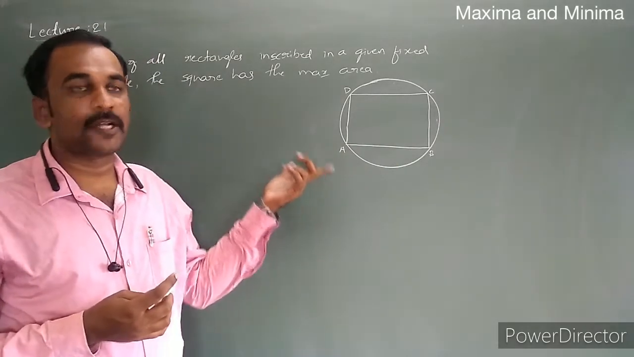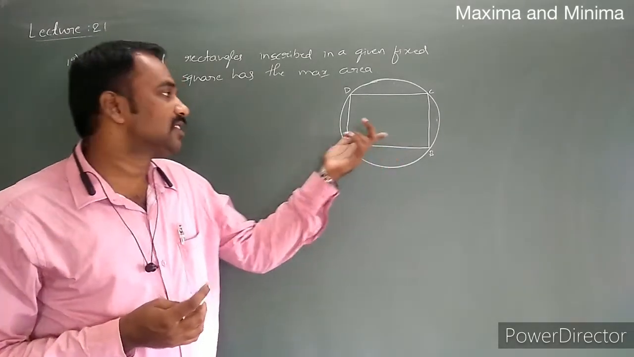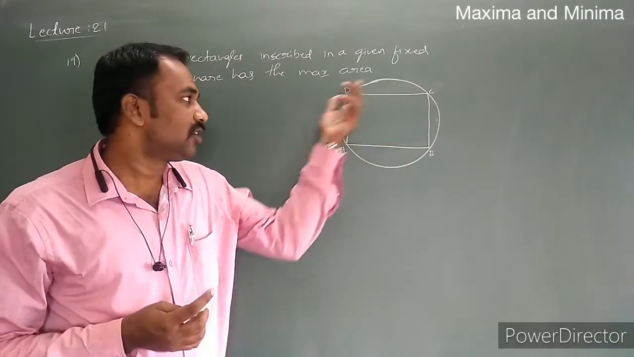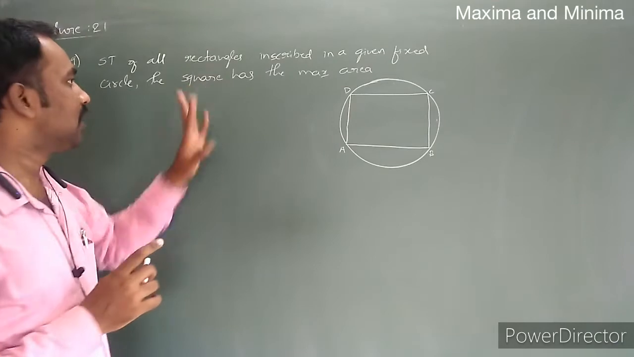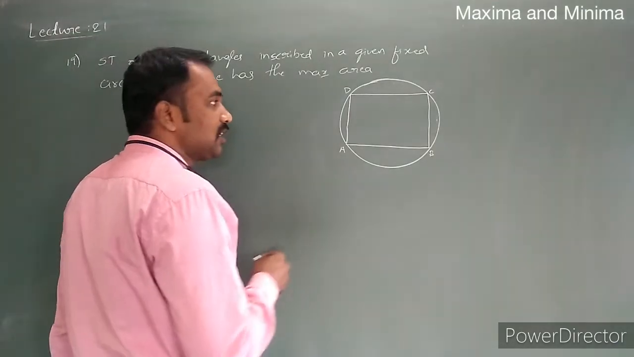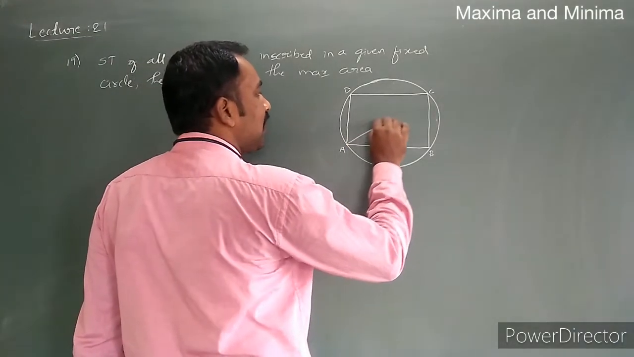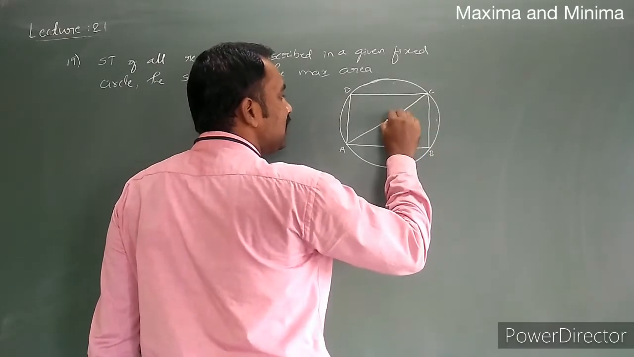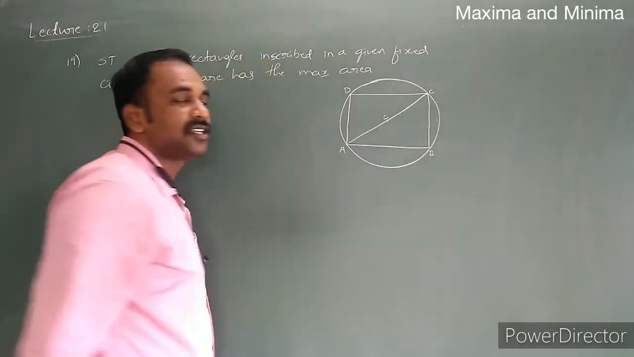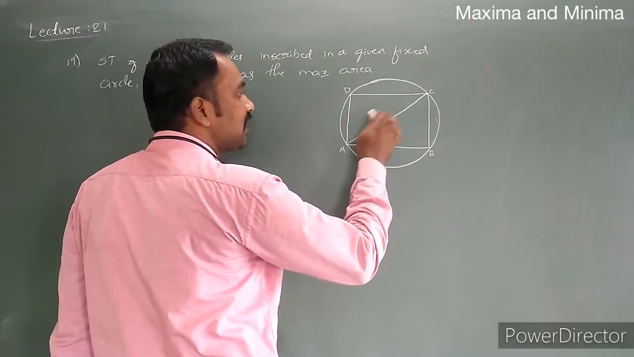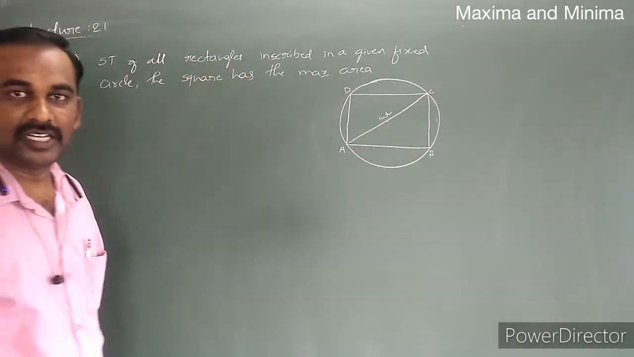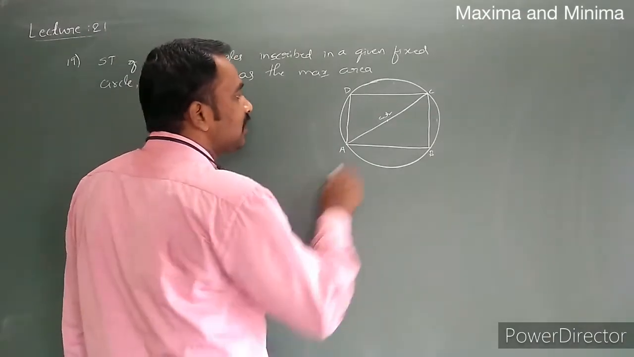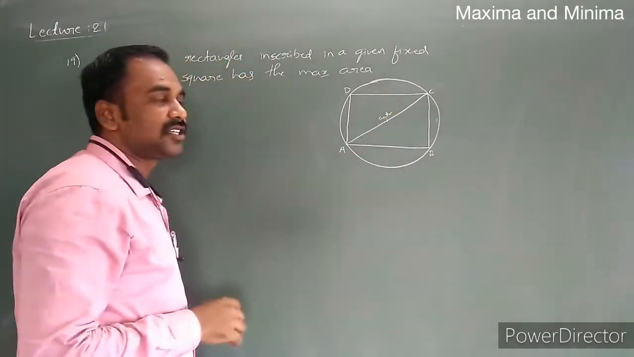The square has the maximum area. Square is also one rectangle. So out of all the rectangles, the square has the maximum area. That one we have to prove. What is the property? We know that the diagonal of the rectangle passes through the center of the circle. Are you clear? You already know this property.